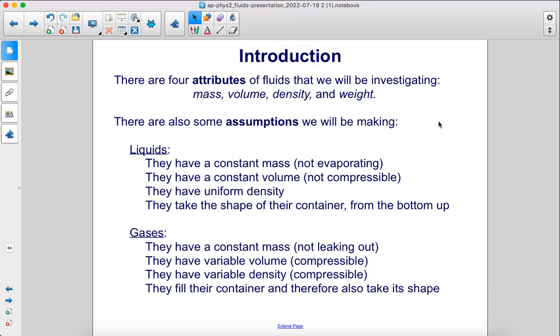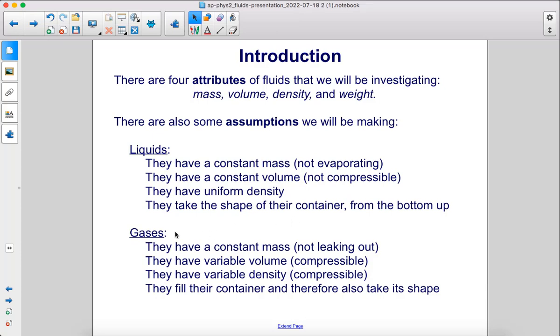There are also some assumptions we'll be making. For liquids, we will assume they are not evaporating and that they have a constant mass. They have a constant volume, which means they're not compressible. Therefore, they have uniform density throughout the entire liquid. And they take the shape of their container from the bottom up.